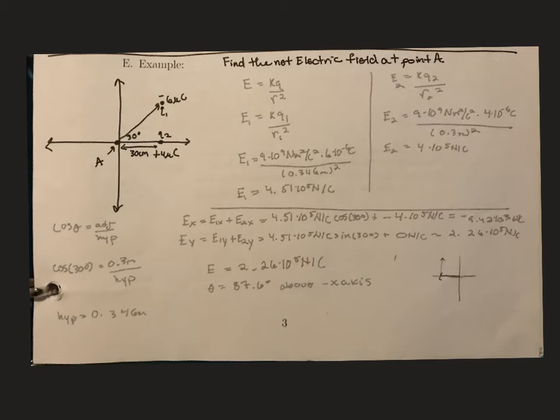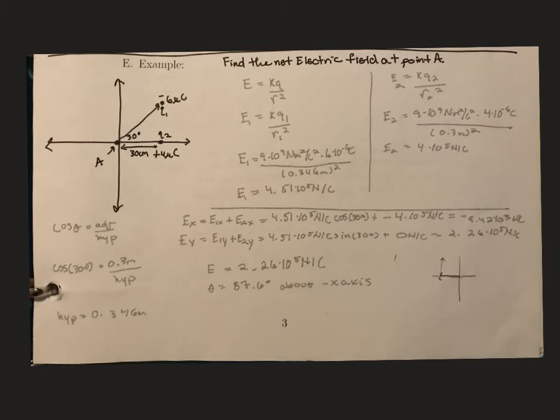Now I can do this for charge 2. So I plugged in the Coulomb constant of 9 times 10 to the 9, and then I multiplied that by 4 times 10 to the minus 6 coulombs. And then the distance here, I converted that into meters, so 0.3 meters squared. And that gives me an electric field strength of 4 times 10 to the 5. Alright, so I have the two magnitudes. Now I need to break those into components.